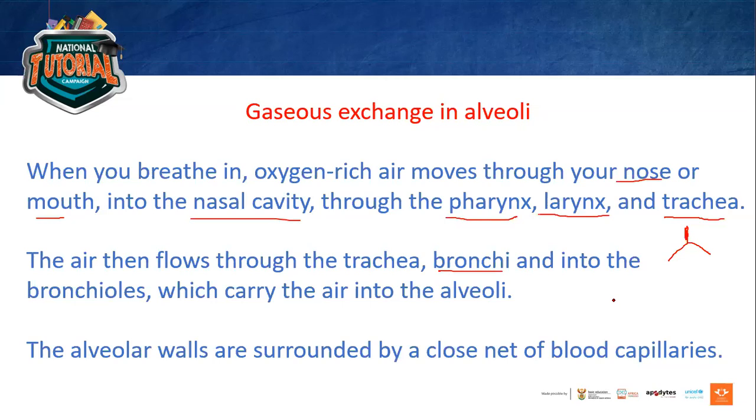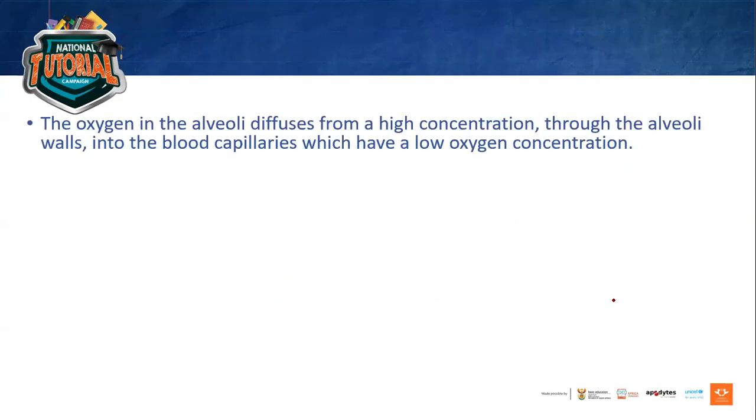Now, when it gets to the alveoli, the alveolar walls are surrounded by a close net of blood capillaries. We've covered that. They are surrounded by capillaries. Capillaries are where diffusion of the gases takes place, from this structure into the blood.